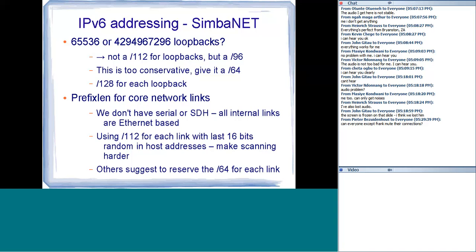Another question that people would have to ask, what prefix length would be used for the core network links in between the POPs, internally between different routers of core routers and aggregation routers and all that. Now in our case for SimbaNet, our internal links are all Ethernet based, so we don't have serial or SDH links for which /127 is recommended. And we've decided to use a /112 for each link, which is again very conservative.